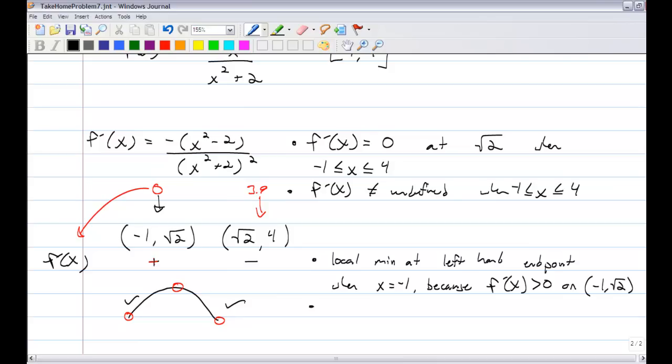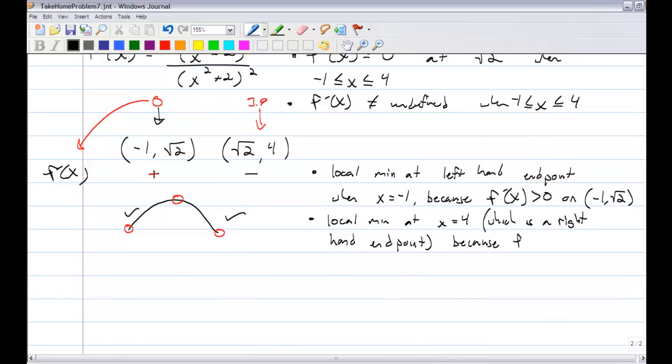Now we'll go to this right-hand endpoint, okay? Local min at x equals 4. And I'm trying to make sure I cover all my bases. I'll just say which is a right-hand endpoint. Because f prime of x is less than 0 on root 2 to 4. Okay, one more.